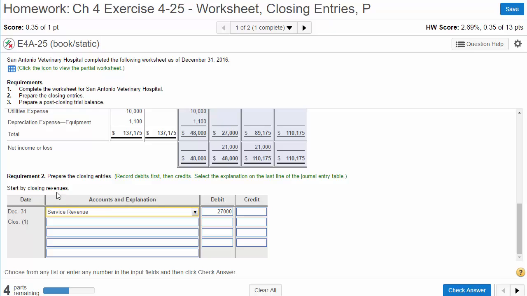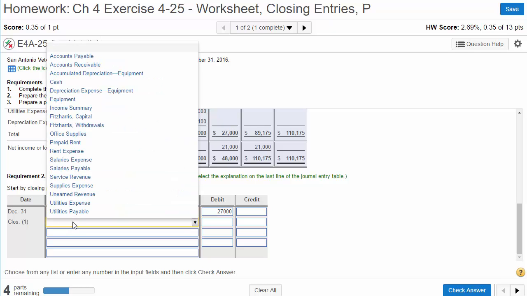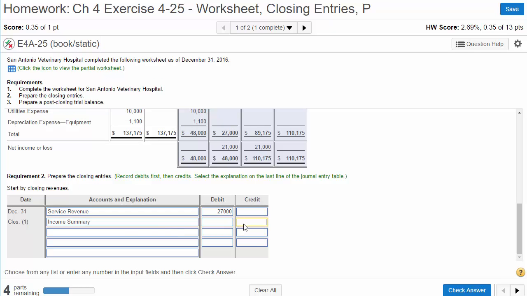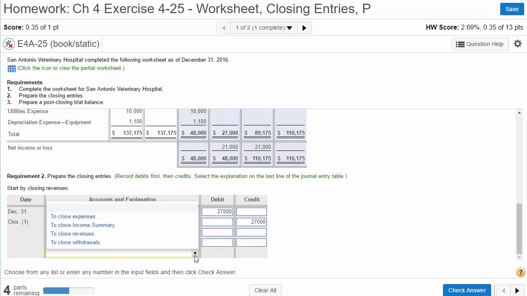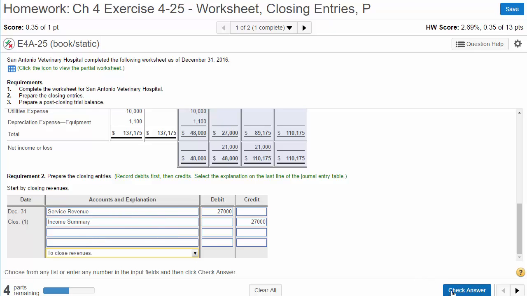Okay, so what we have to know is that revenues in this first step are going to be closed to income summary, for the same amount. We're not closing income summary, we're closing revenues.